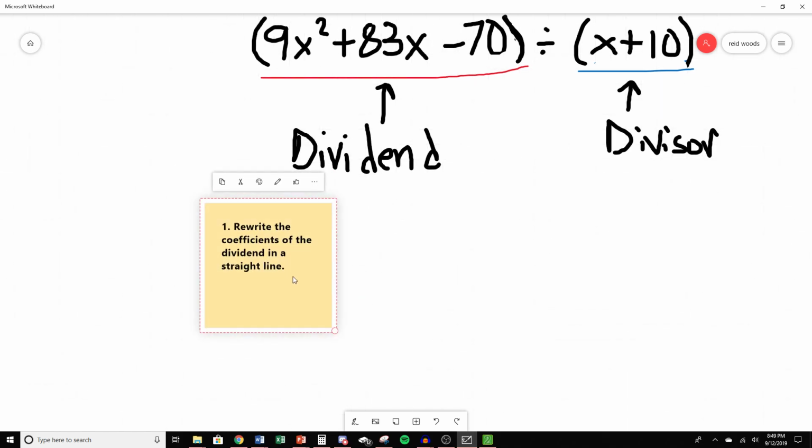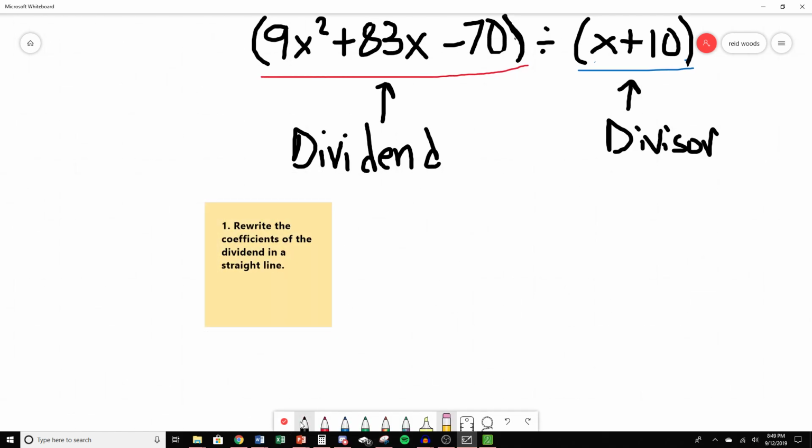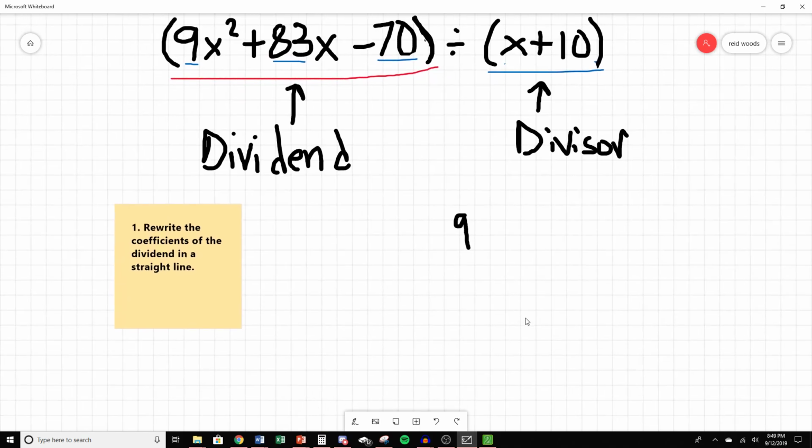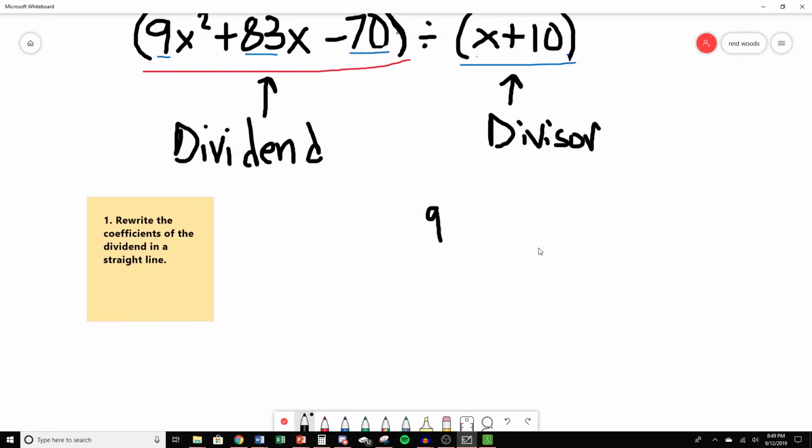All right, that seems good. So go ahead and we are going to write 9. So here are our coefficients. We have 9, 83, and negative 70. Okay, so let's write those out. 9, 83, and negative 70.